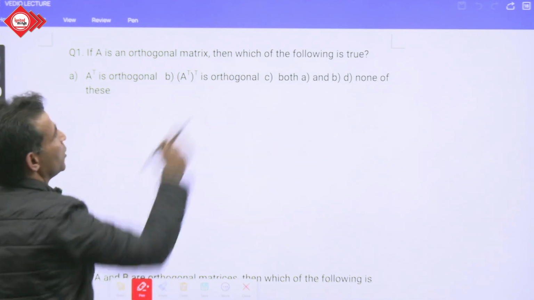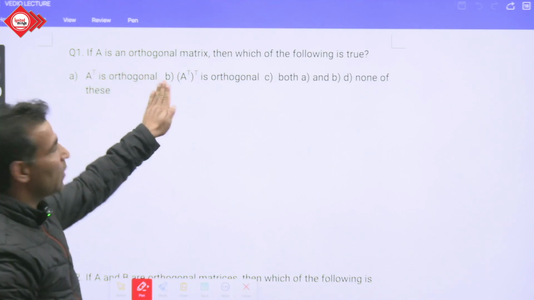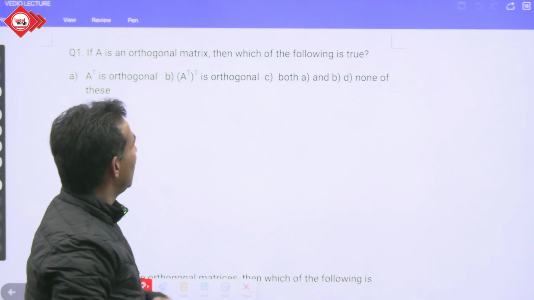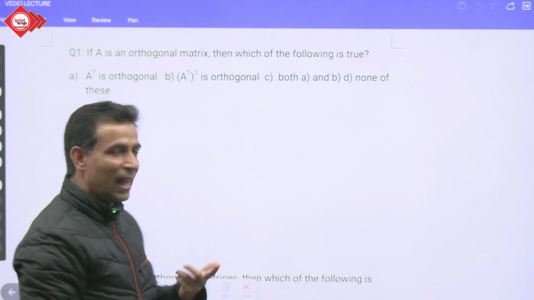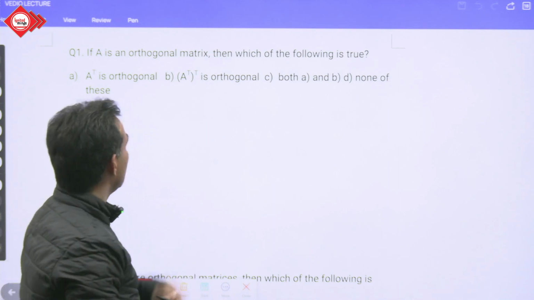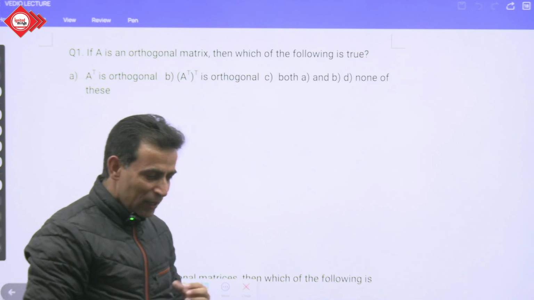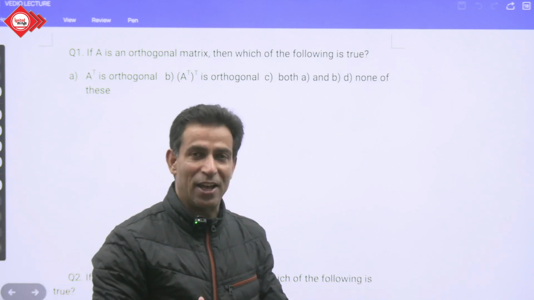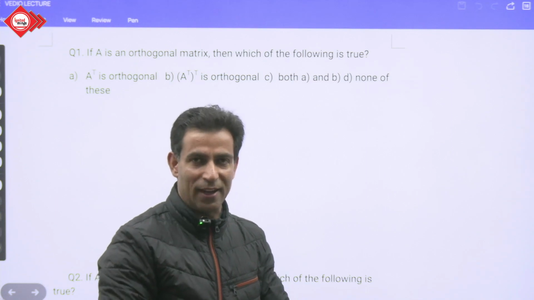at this MCQ. It is written here, if A is an orthogonal matrix, then which of the following is true? यानी अगर A एक orthogonal matrix है, तब जाके इनमें से सही ऑप्शन क्या है? मगर हम पहले ये देखना चाहेंगे कि ऑर्थोगोनल मैट्रिक्स किस मैट्रिक्स को कहा जाता है.